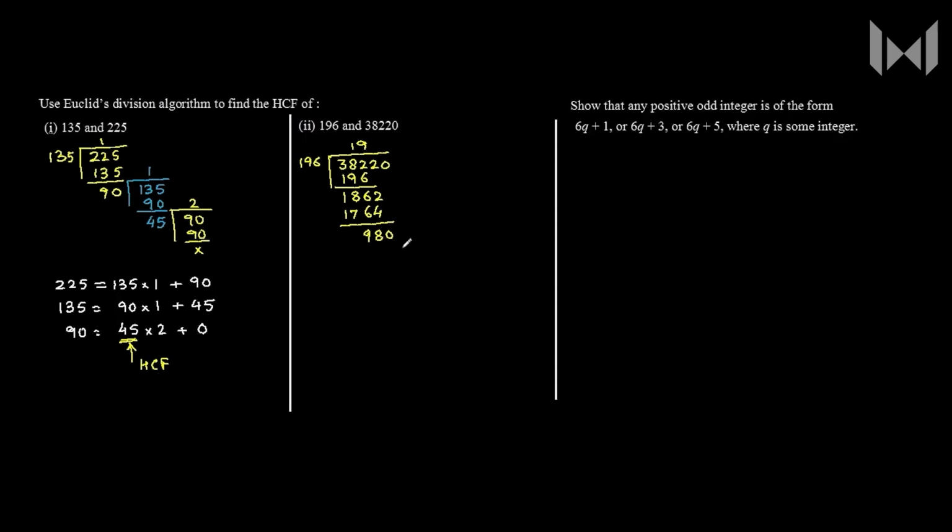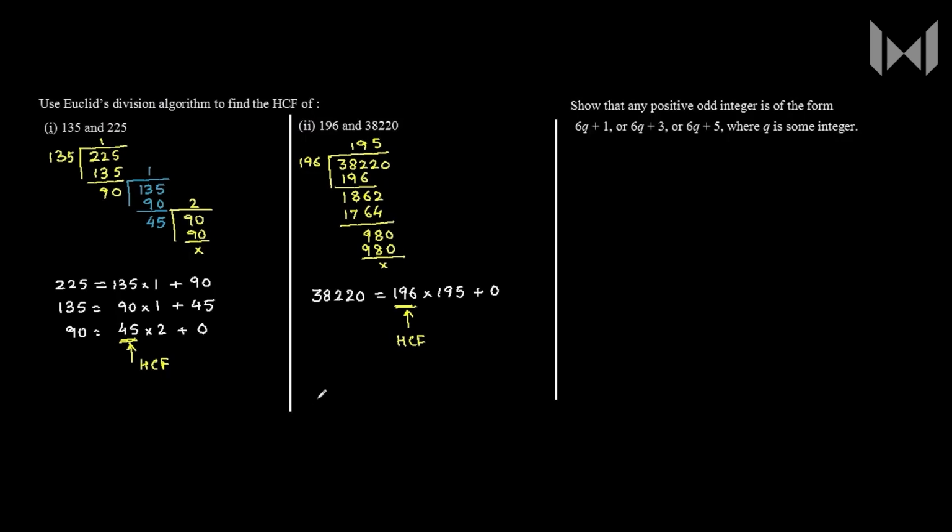196 into 5, 6s are 30, 9 5s are 45, 48, and 9. So we are not left with any remainder. So over here we can write 38220 as 196 into 195 plus 0. So because the divisor was 196, 196 is the HCF.